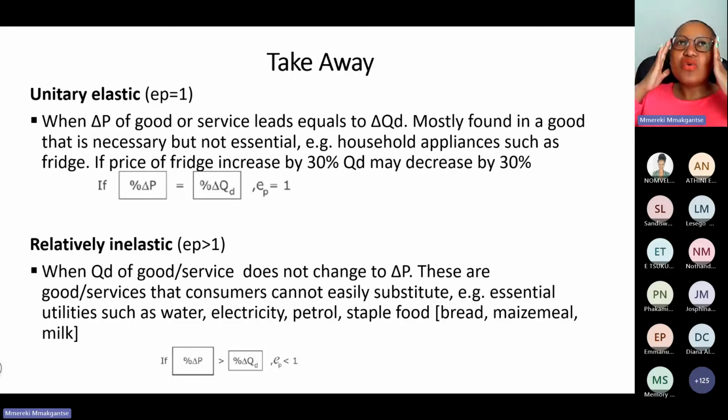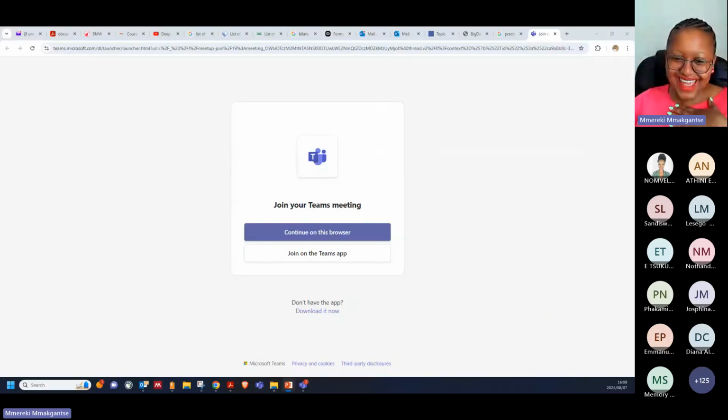By understanding some of the goods that are relatively inelastic, it will help you understand this. Do not mix up perfectly inelastic and relatively inelastic. I beg you. Okay, my friends, we are done.